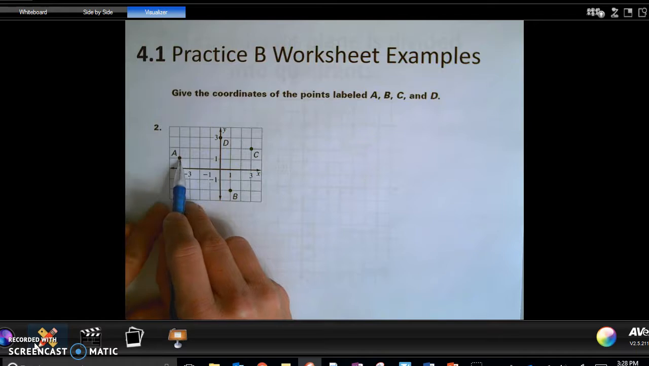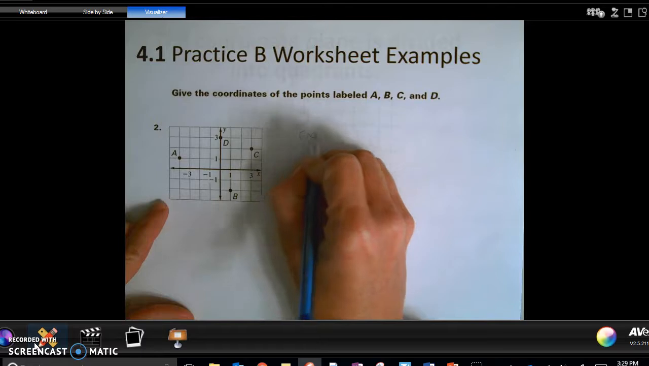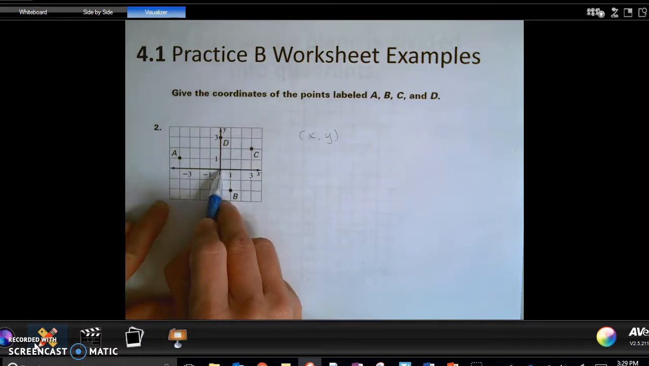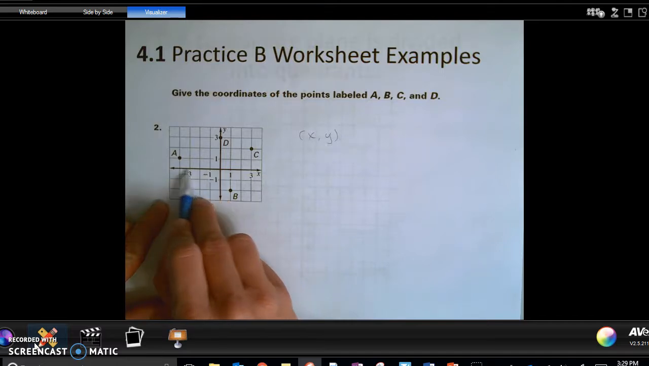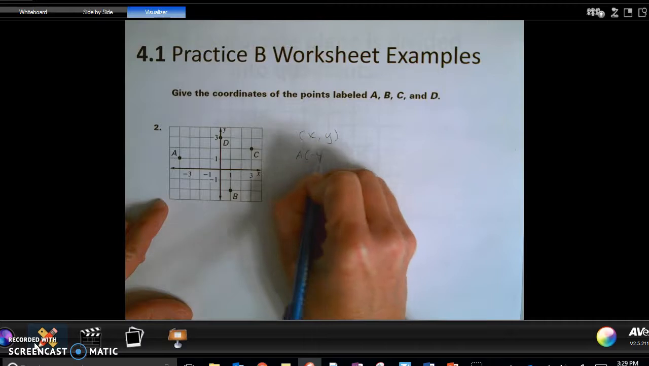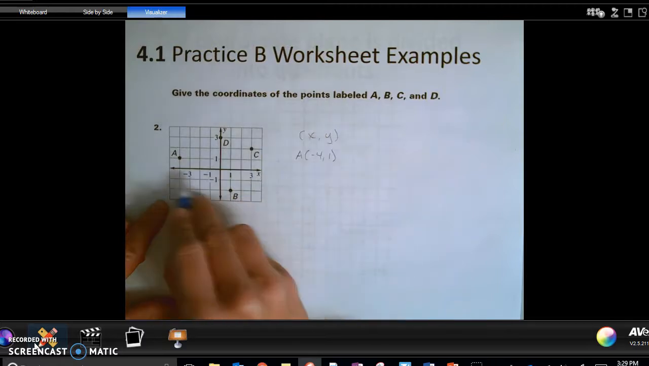As I look at point A, remember that my coordinates are always going to be listed x, comma, y. So my first number is going to tell me how many units to move to the right or left of the origin. So point A is at -4, +1. So 4 to the left of the origin, 1 above the x-axis.